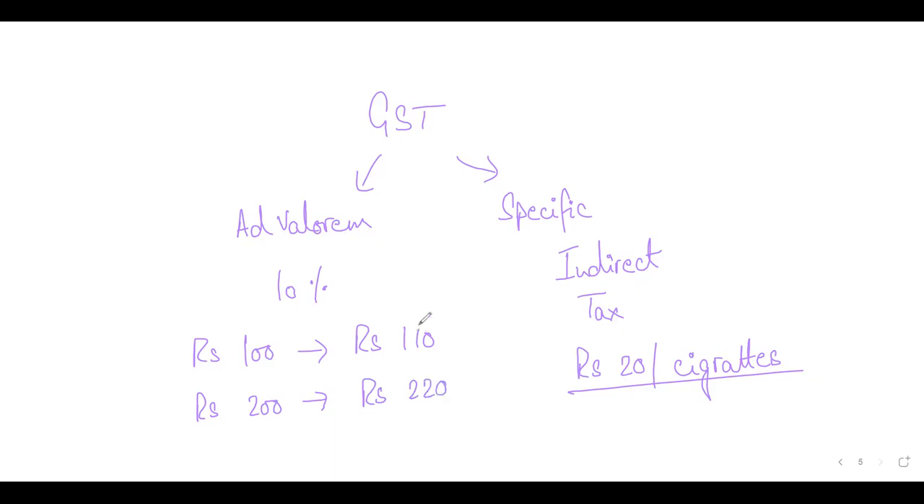So if you look at this, on the first packet, which was only 100 rupees, the amount of tax was 10. And on the second product, which was 200 rupees, the price of each packet increased by 20 rupees. Any confusion so far?